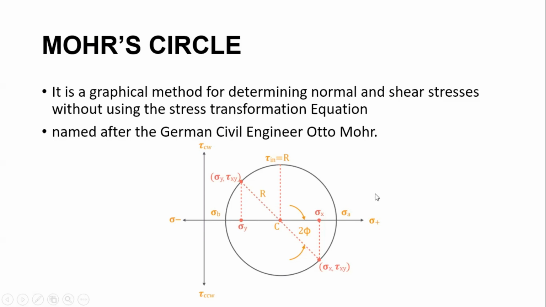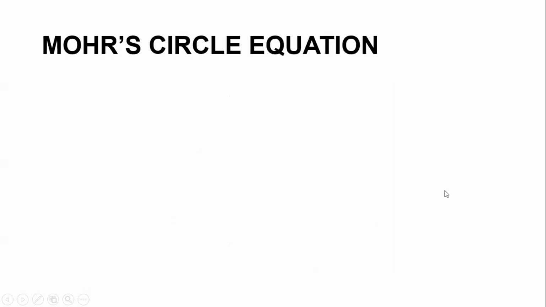So ang difference nito sa Cartesian coordinate system is kapag yung shear stress natin o yung tau is positive, ang plotting nito is sa baba, and kapag negative naman is sa taas. So kung makikita niyo dito, denoted as counterclockwise is nasa baba, kasi nga counterclockwise positive tayo dito. And clockwise naman is nasa taas since clockwise negative.